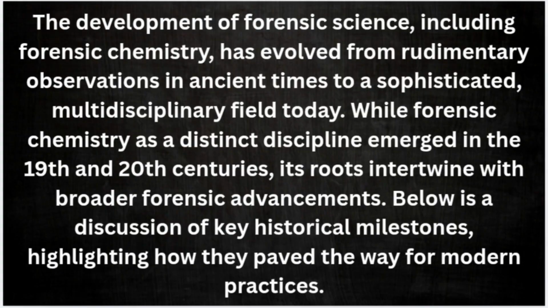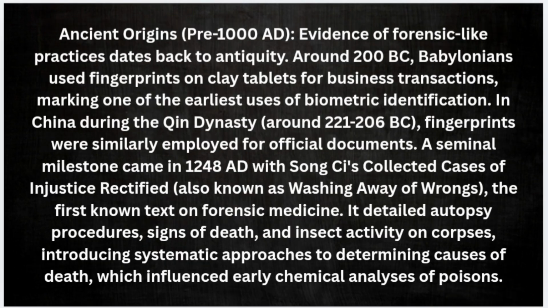The development of forensic science, including forensic chemistry, has evolved from rudimentary observations in ancient times to a sophisticated multidisciplinary field today. While forensic chemistry as a distinct discipline emerged in the 19th and 20th centuries, its roots intertwine with broader forensic advancements. Below is a discussion of key historical milestones, highlighting how they paved the way for modern practices.